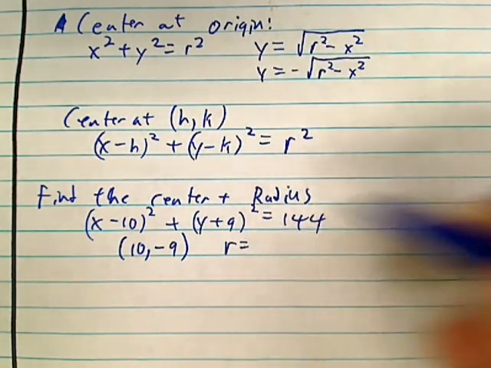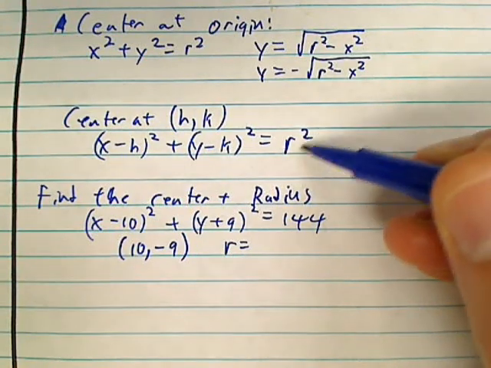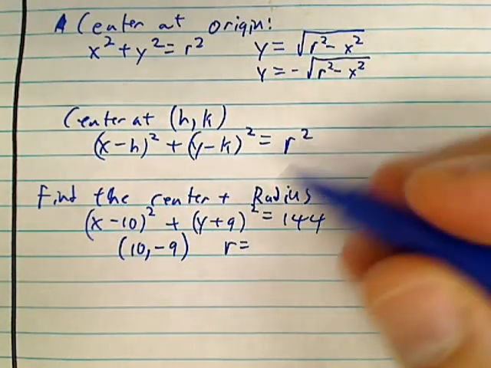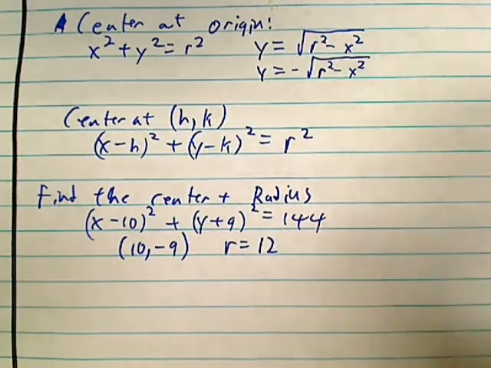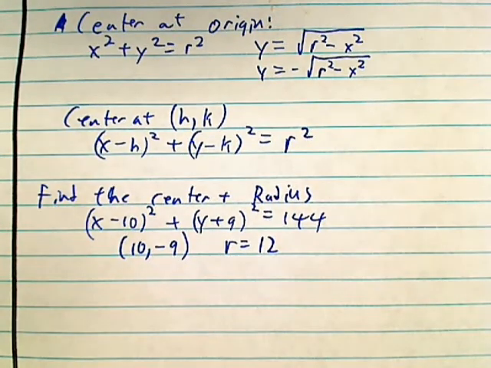And the radius is the square root. This is r squared here. If you want to find the radius, you need to take the square root of that number. The radius is 12. Okay, that's not too bad.